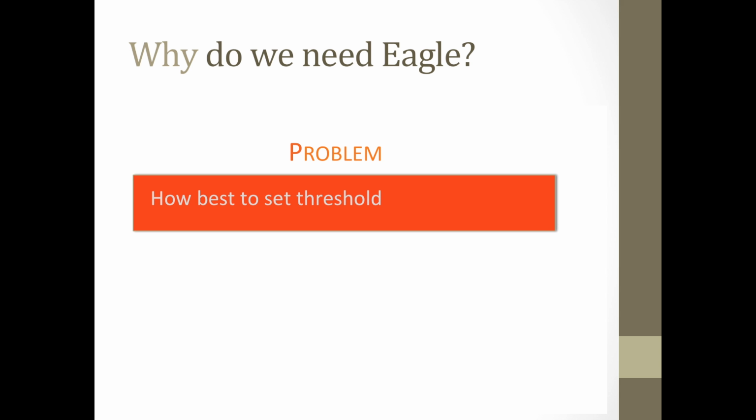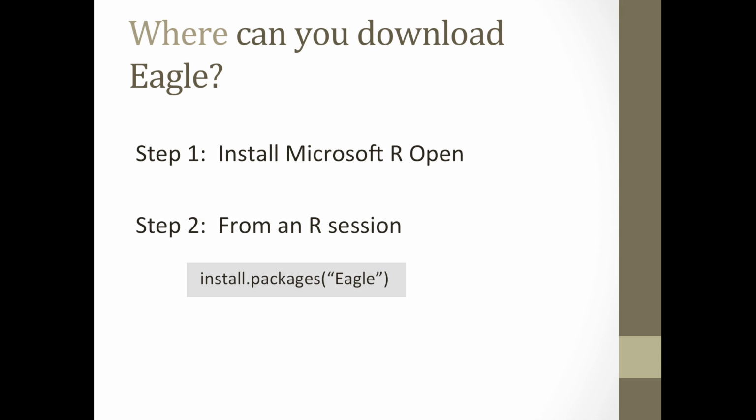And I think a lot of the complex traits that we're dealing with now fit in this category where you have potential signals but you're not sure. So with Eagle, we don't deal with thresholds at all, because we're treating this as a model selection problem and not a variable selection problem, there are no thresholds sitting within Eagle. So where can you download Eagle?